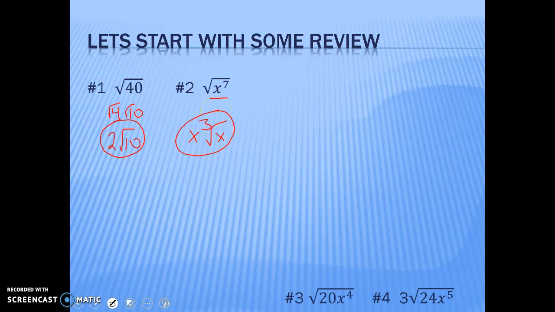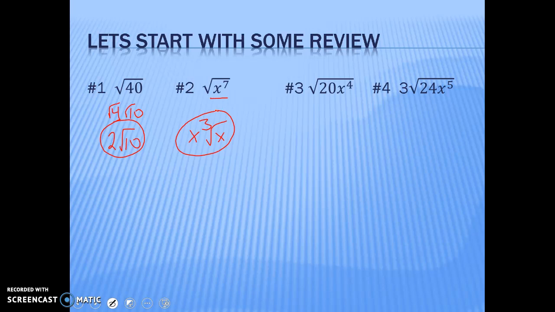I'm going to have you take a look at 3 and 4, and we're going to get into a little bit more with where we're going today. Still review though, number 3, let's take a look at the number part first, the square root of 20. We know that that is 4 times 5. And the square root of 4 we know is 2. That's going to be outside of the radical. But the 5 we can't take outside of the radical.